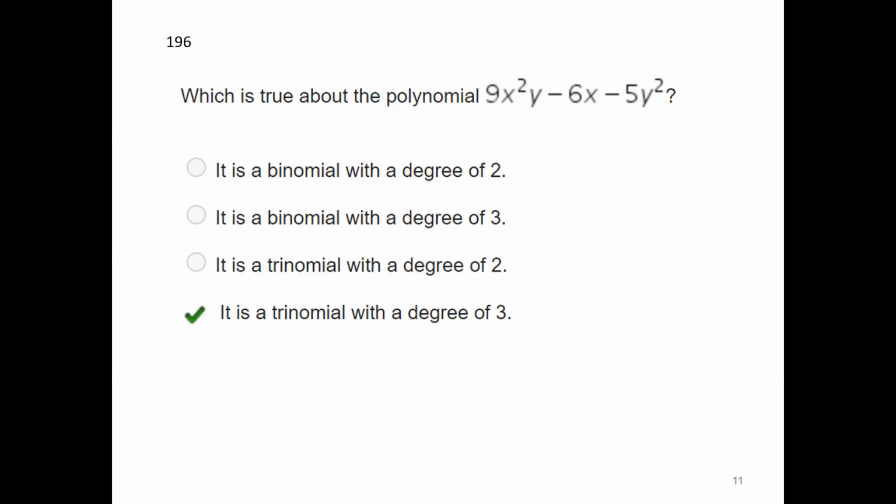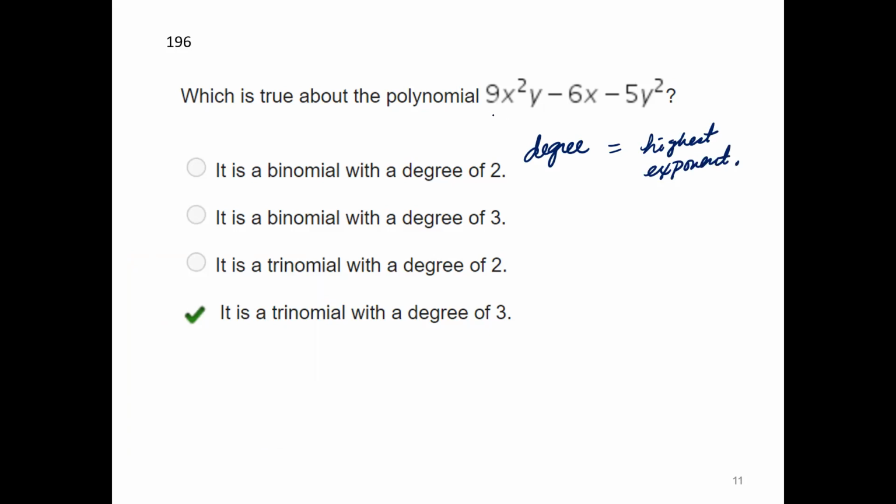All right, so which is true about this right here? Okay, so there are certain little words here that you guys have. The first word is degree. Degree is just the highest exponent. So what kind of highest exponent?